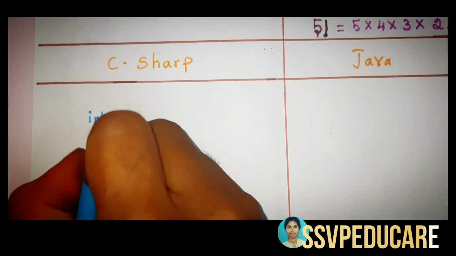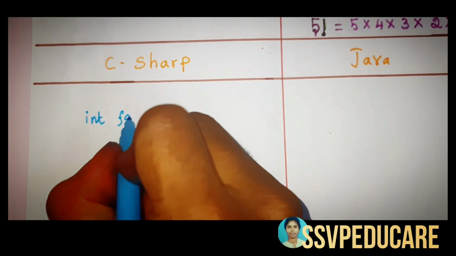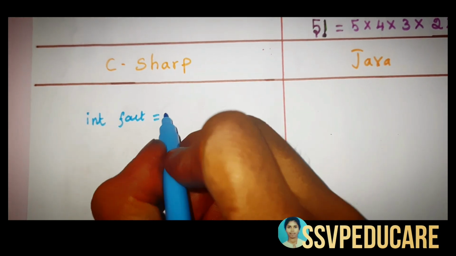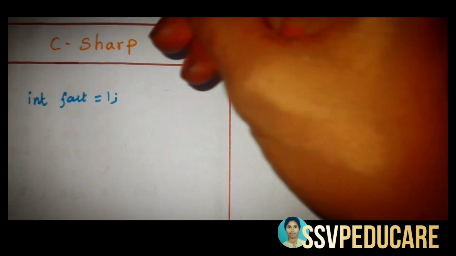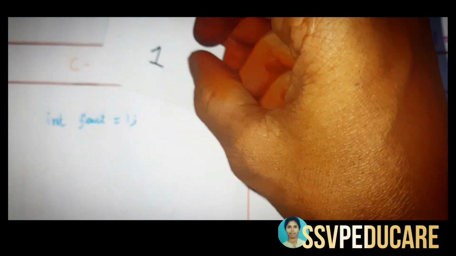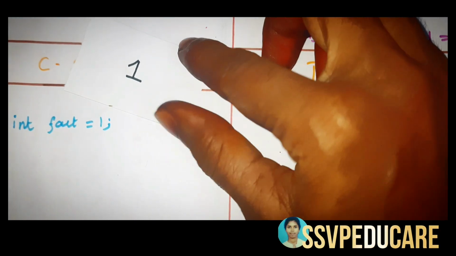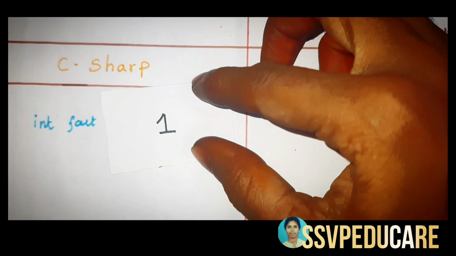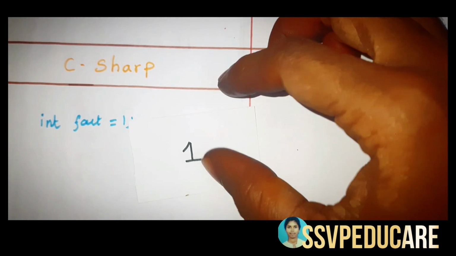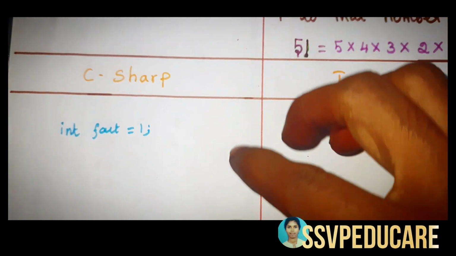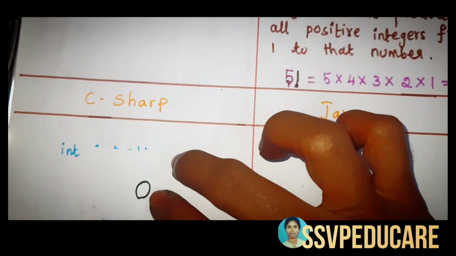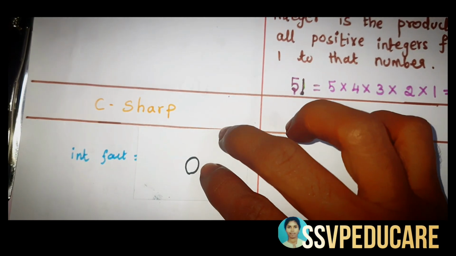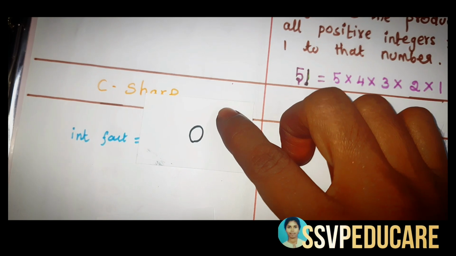We create a variable called fact and initialize it with 1. Why do we initialize it with 1? Because 1 is the identity element of multiplication. Multiplying any number by 1 doesn't change its value. If we initialize it with 0, every multiplication will become 0 and the final answer will always be 0.